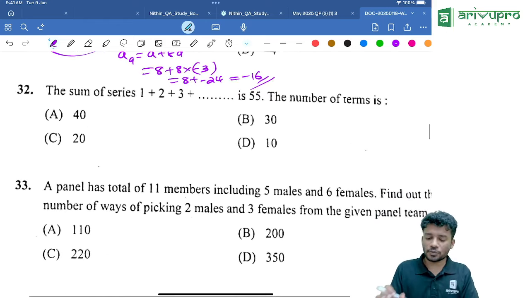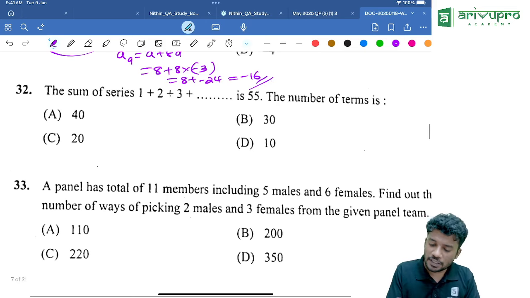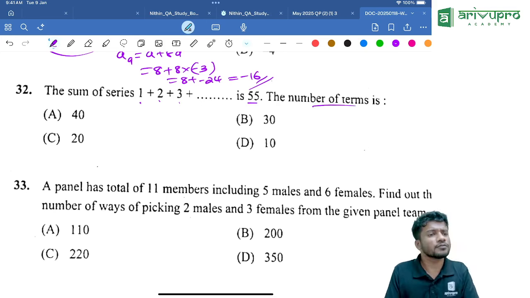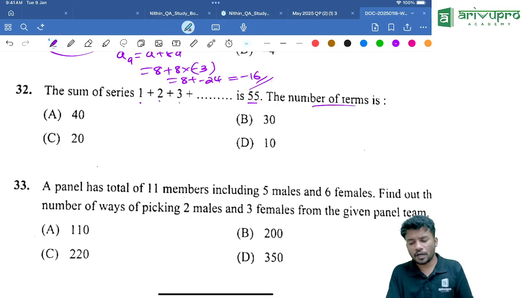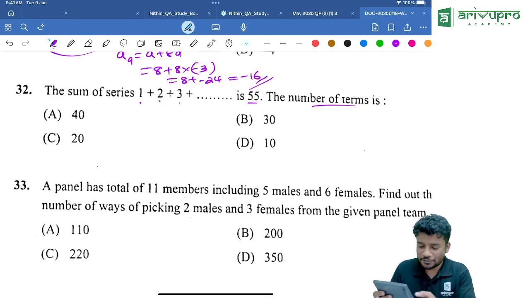Now look at the next question. The sum of the series 1, 2, 3, etc. is 55. Then the number of terms is how much is the question. How to do this? Take your calculators out. Why should we do the formula?